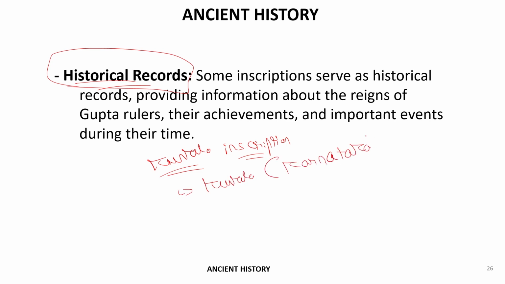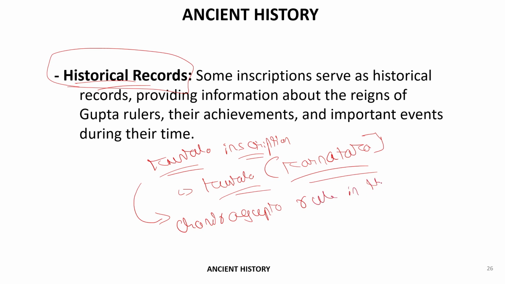Got it? So basically the Kuntala inscription, which was found in Kuntala, Karnataka, was the most famous inscription for historical records of the Gupta period. The Kuntala inscription mentioned Chandragupta, who ruled in the region of Kuntala. Okay, now let's move forward.